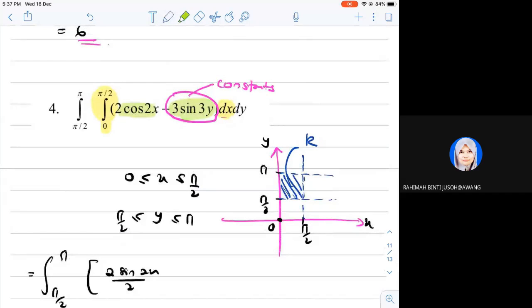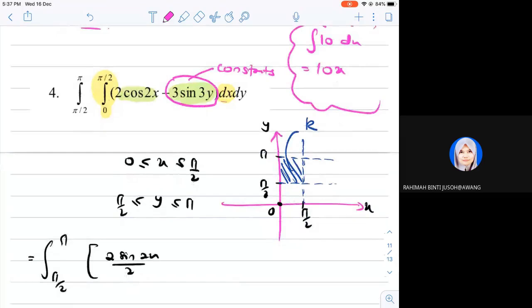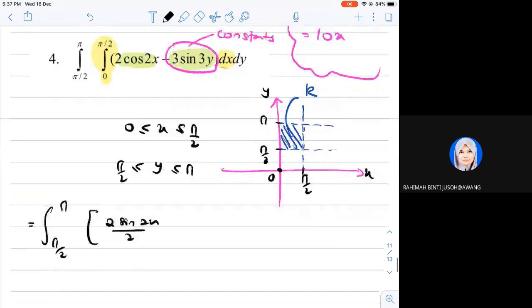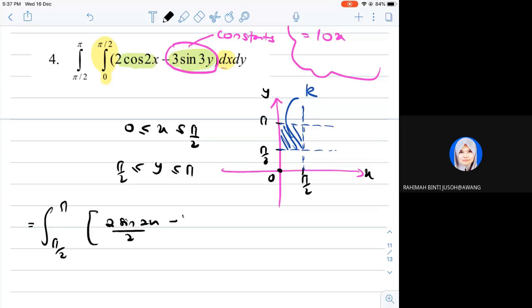You have to assume that 3 sine 3y is equivalent to the number 10. If you are confused, do it like this: integrate, let's say, 10 with respect to x. When you integrate a constant, you get 10x. So you have to treat this as a constant, like the number 10, so multiply by x. So 3 sine 3y multiplied by x. So it becomes minus 3x sine 3y. We multiply by x because we integrate. So substitute the limit x equals 0, x equals pi over 2.